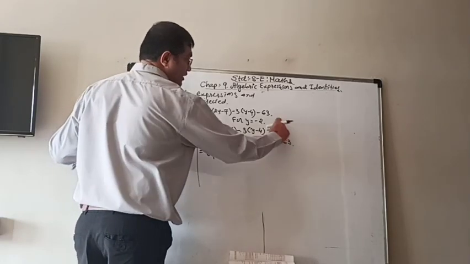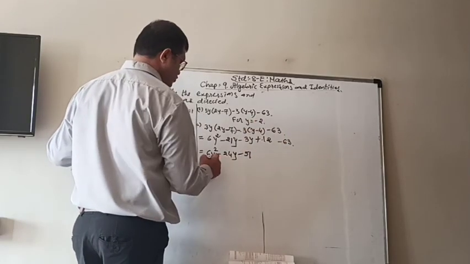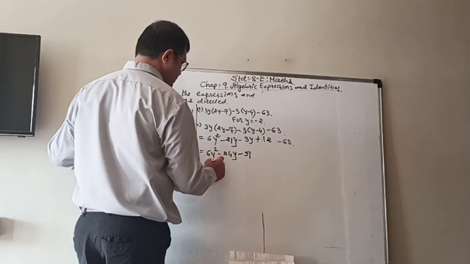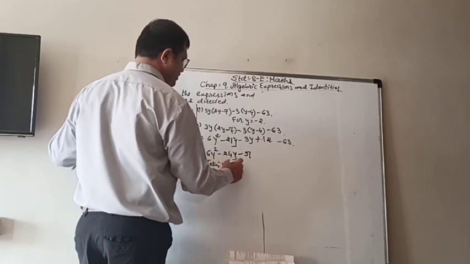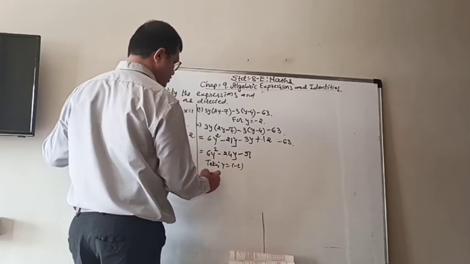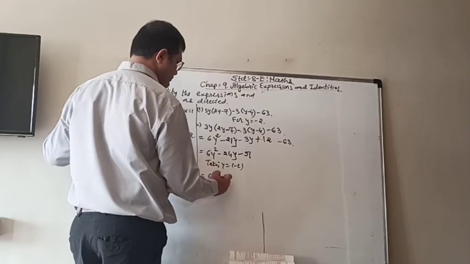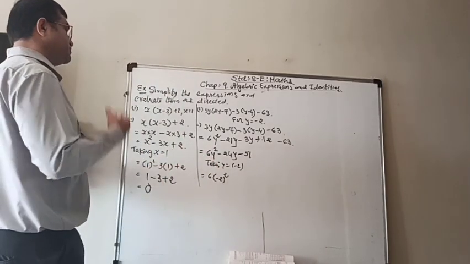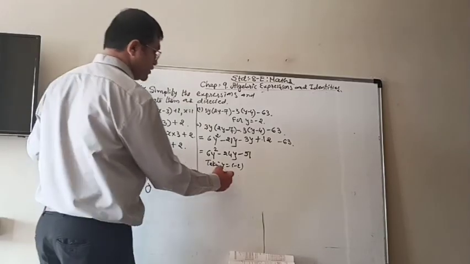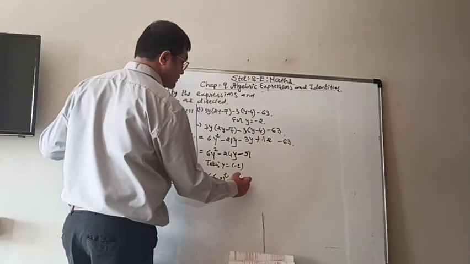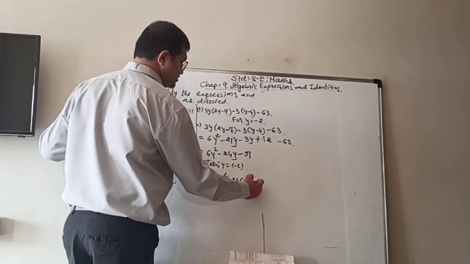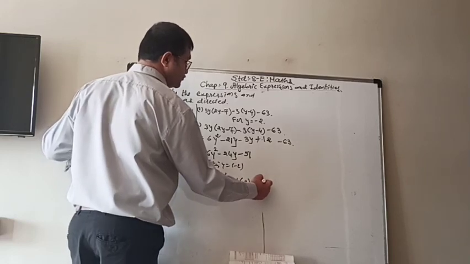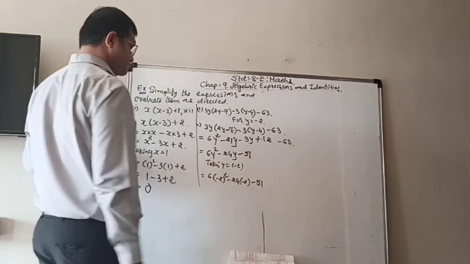Now you have to put the value, how much? y equal to minus 2. So taking y equal to minus 2. So 6 into bracket minus 2 square. Wherever there is y, you have to replace it by minus 2. So minus 24 into bracket minus 2, minus 51.